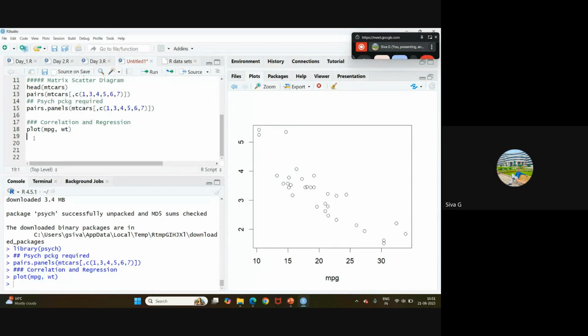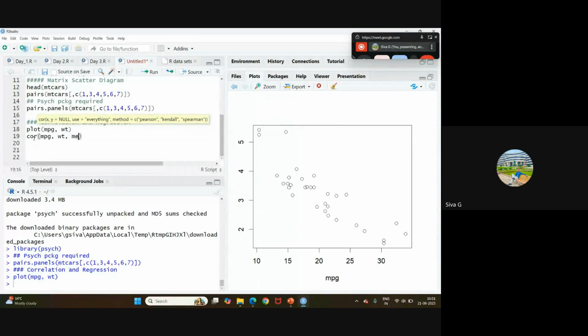These two are continuous data, right? So no need to worry. cor is a function which is useful to identify the relationship between two variables. What is cor? MPG, comma, weight. These are the two variables I want to find the relationship between.